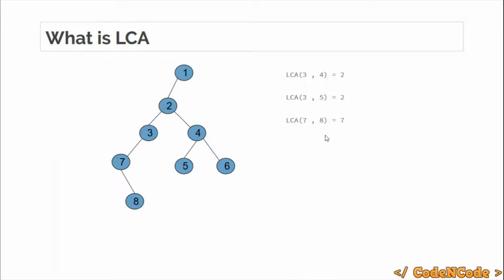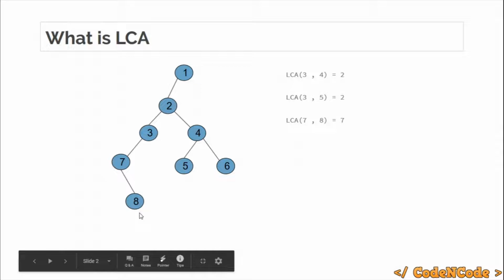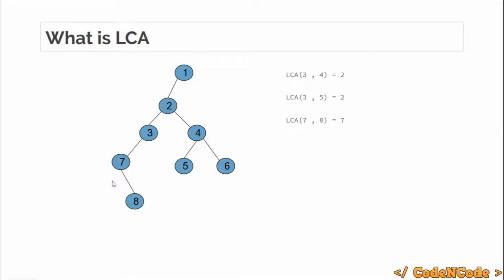Now the LCA of 7 and 8, that is this and this. For 7, ancestors are 7, 3, 2, 1. And for 8, ancestors are 8, 7, 3, 2, 1. So the first common ancestor to both 7 and 8 is 7, so that is their LCA. Or basically, if two nodes lie on the same path from root to some leaf, then the first one that appears before the second one, that is LCA.